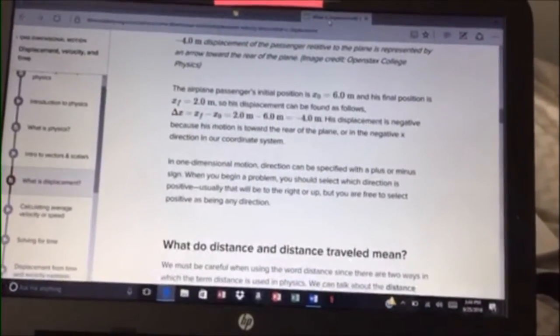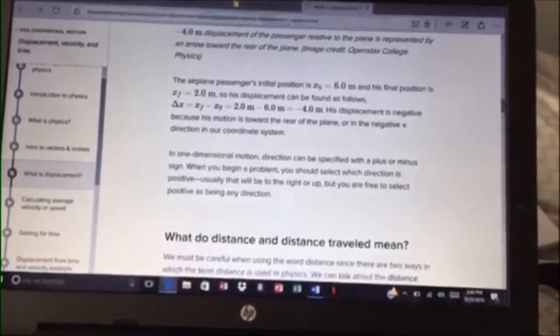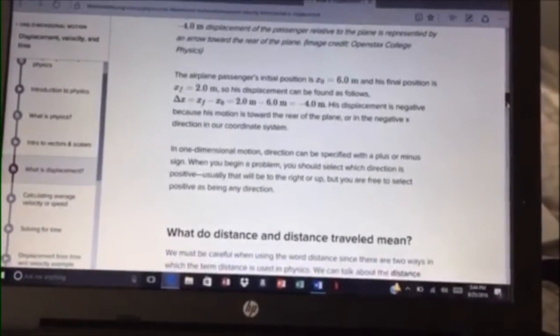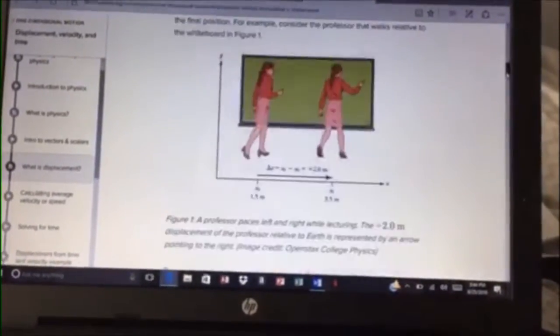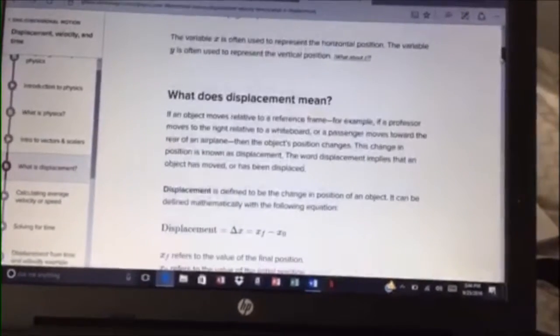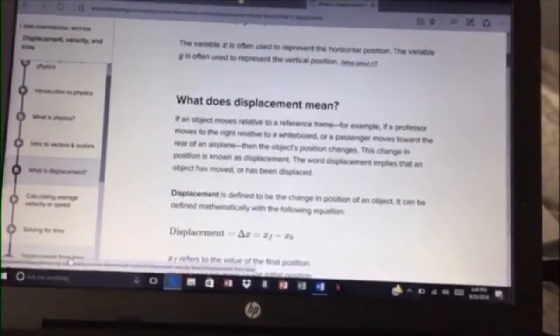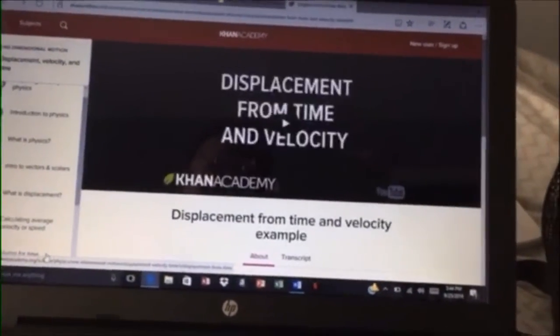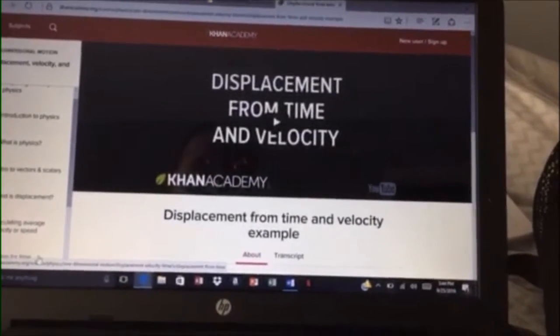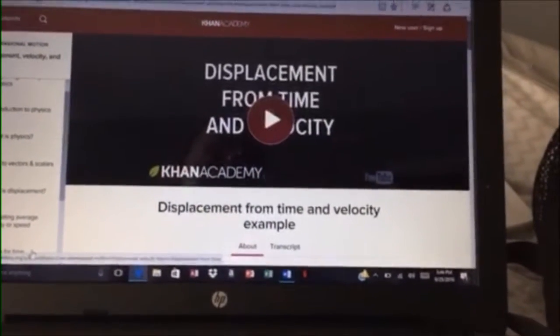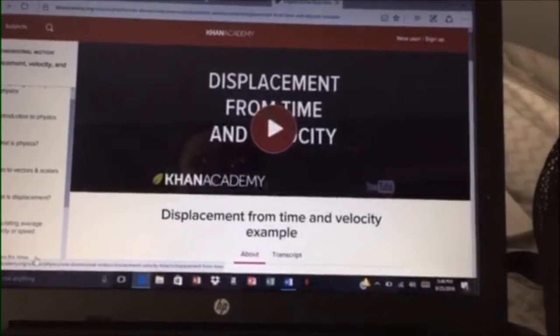The third and final resource I have is from Khan Academy. Khan Academy has notes explaining what displacement is and what's confusing about it. It also has a video explaining how to find displacement based on a velocity versus time graph. We hope that the resources that we found for case study 3 and 8 were helpful.